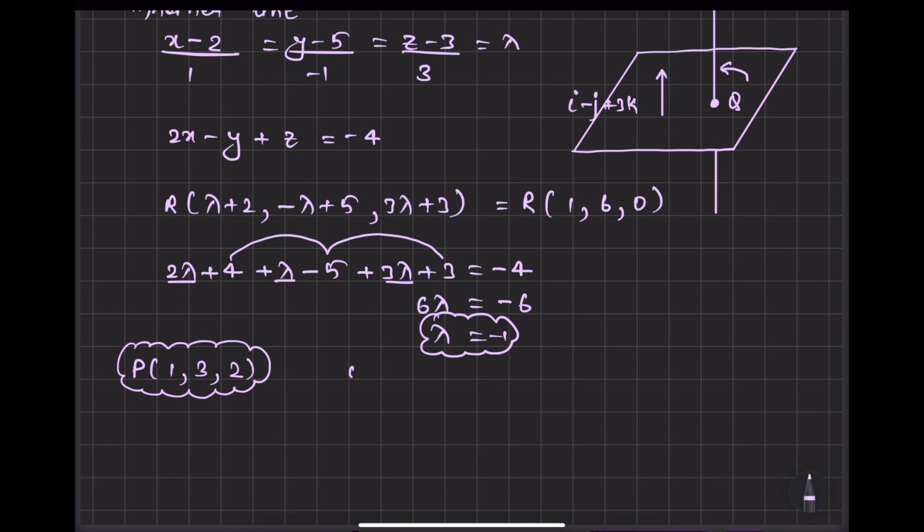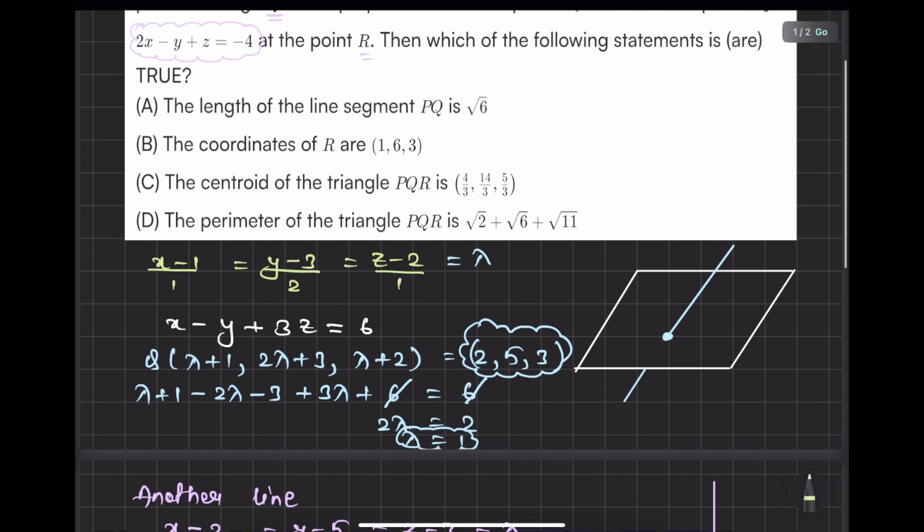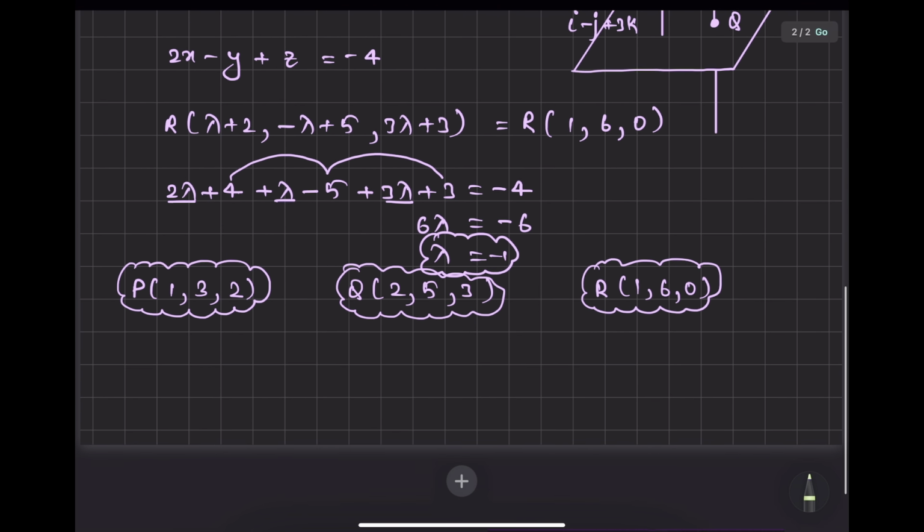Now we will focus on Q. Q was 2, 5, 3. And then we have R. R is 1, 6, 0. So we have these 3 points. Now we will check the options. Option 1 is the length of line segment PQ. So we need to find out PQ.